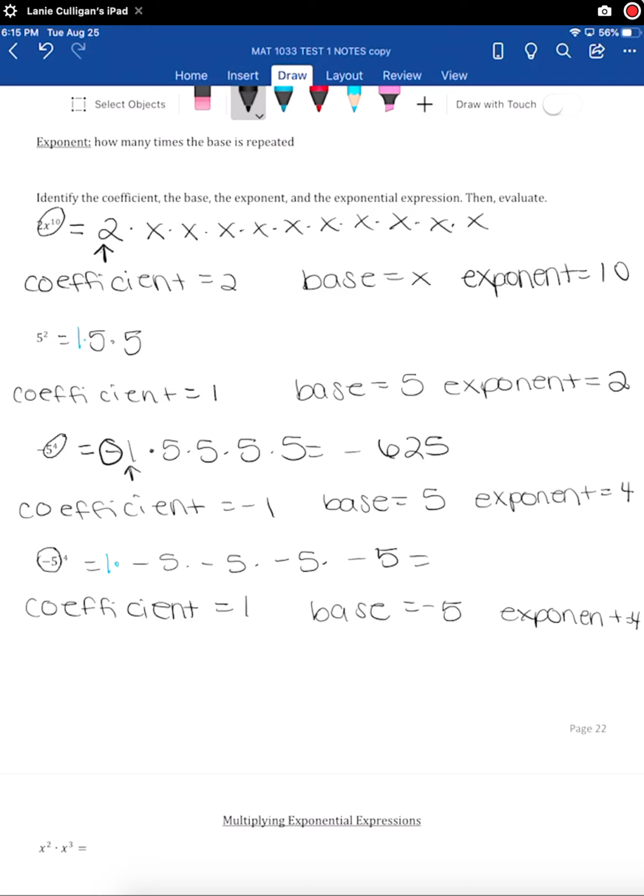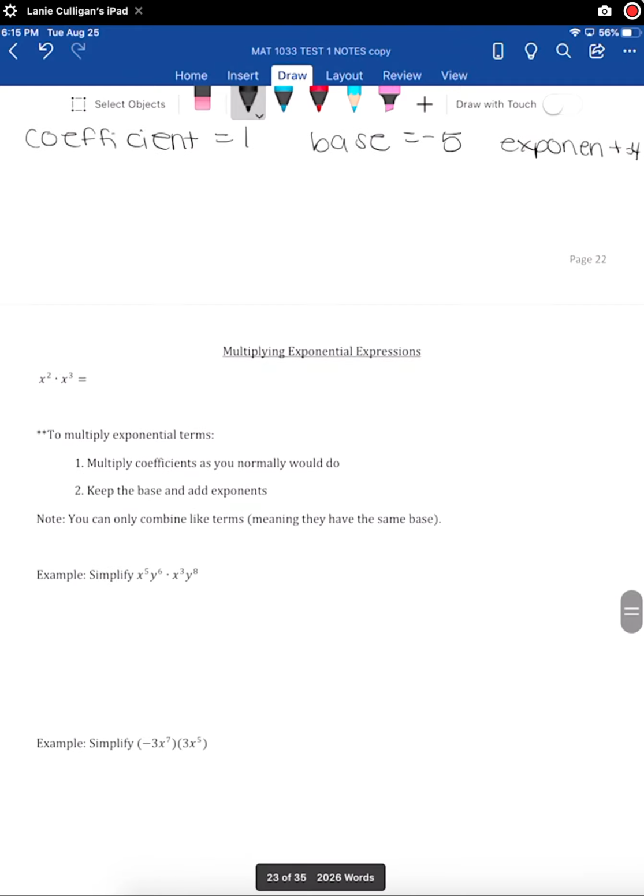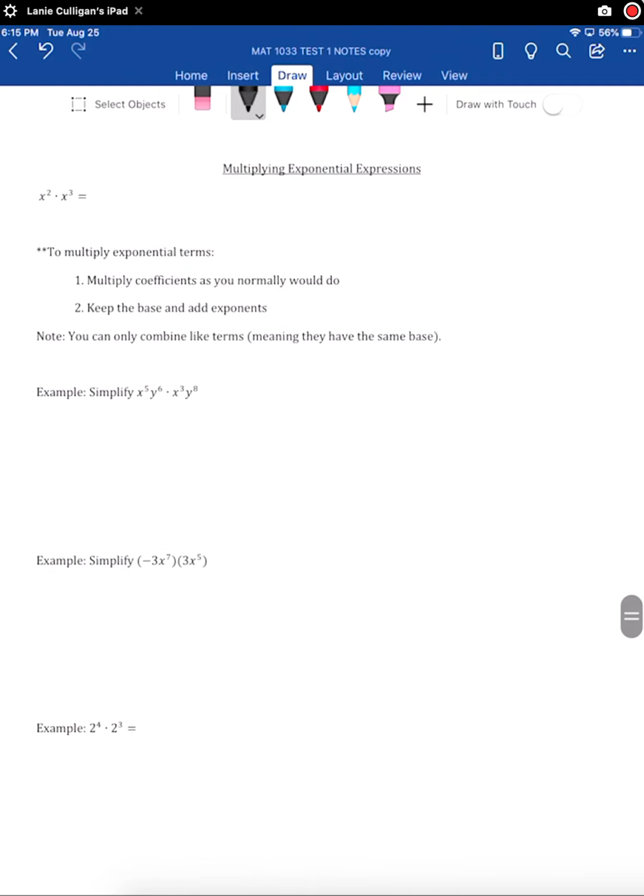Down here I have 1, 2, 3, 4 negatives. So the 4 negatives will cancel each other out, and that will give us positive 625. So make sure you realize that on your calculator. So dealing with exponential expressions, let's start to do operations.